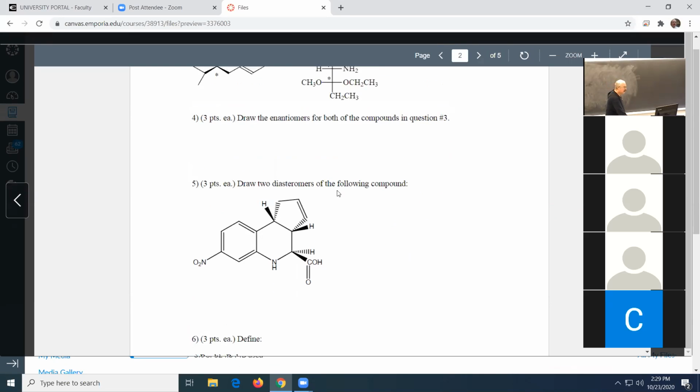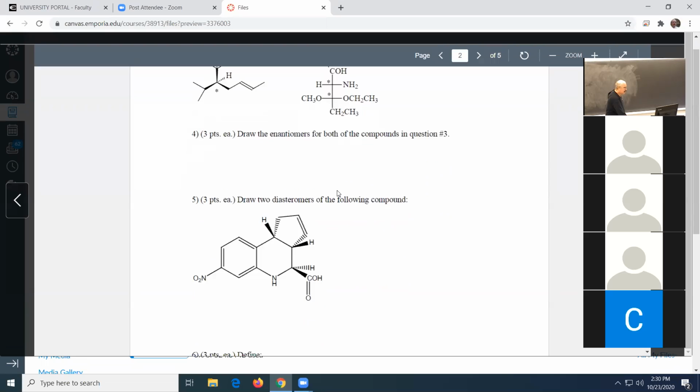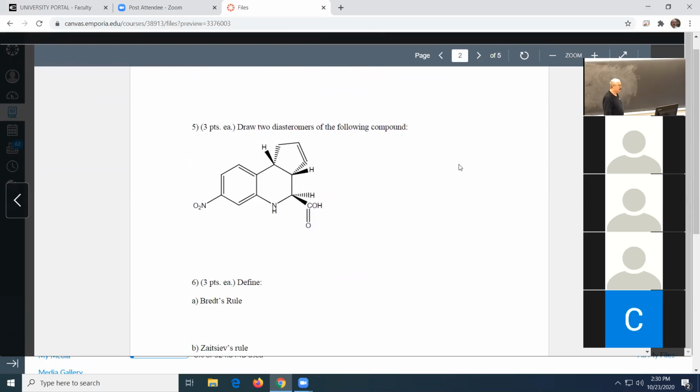All right. The molecules in question 3 were just ones that I made up. The one in question number 5 was actually one that one of my research students made a few years ago. So, 2 diastereomers of the following compound. We have 3 chiral centers. We have this one at the ring juncture, we have this other one, and then we have this one down here.